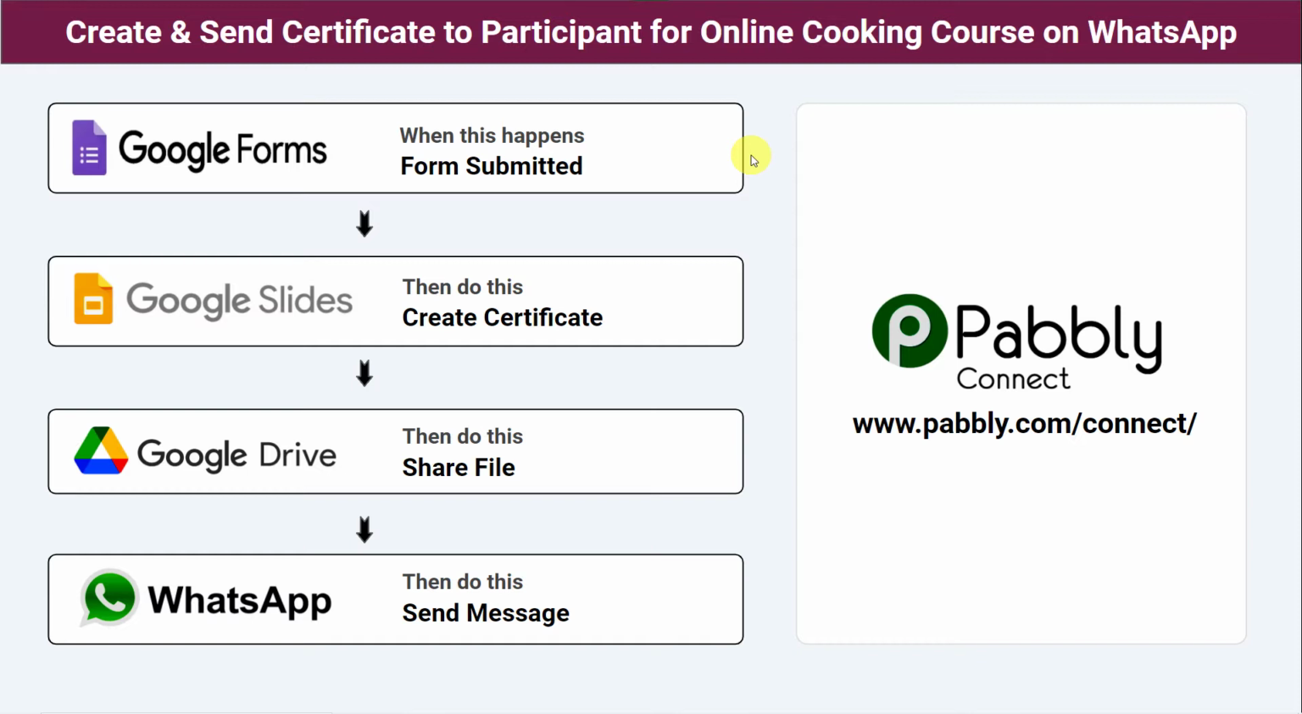automatically. Now to perform this task, I am using four software applications: Google Forms, Google Slides, Google Drive and WhatsApp. Google Forms is a software that allows us to create forms and surveys for data collection purposes. Google Slides is used for creating and formatting presentations, while Google Drive allows us to save and share files online, while WhatsApp is the most popular messaging app that we all know.